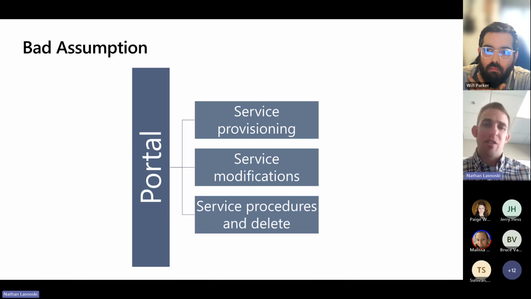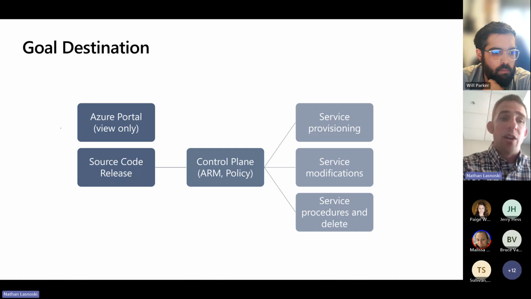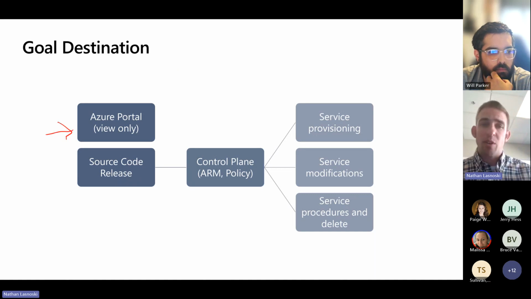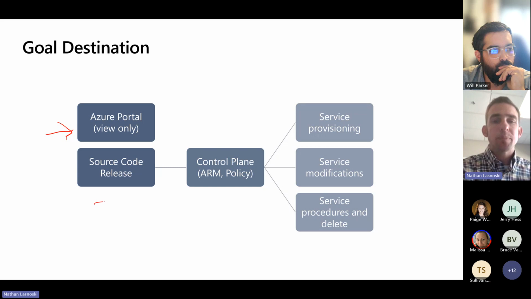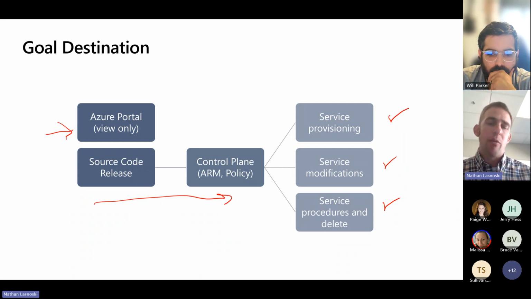And maybe they didn't have those existing skills. So one of the things we see most often is the movement to an environment where the Azure Portal is largely view only, with the exception of the sandboxes. And source code is then the vehicle. Source code in this case being infrastructure as code, not even app as code. It's just infrastructure as code deployed through the control plane to the environment. And that is the case for initial provisioning, for service modifications, and for service procedures like deletion. All should flow through a release management pipeline.